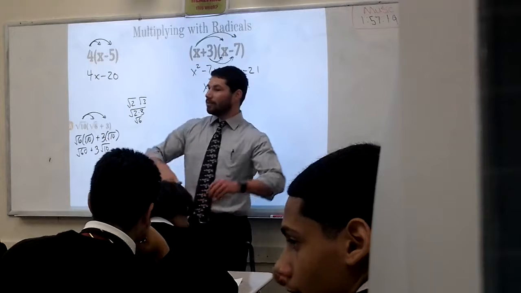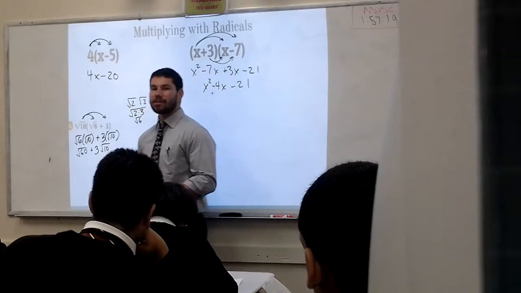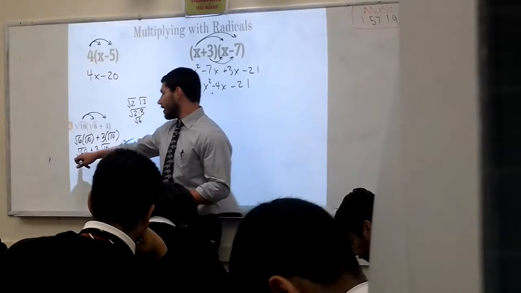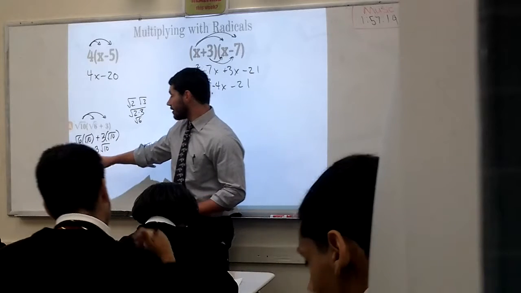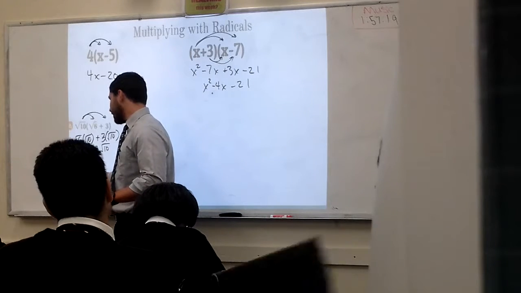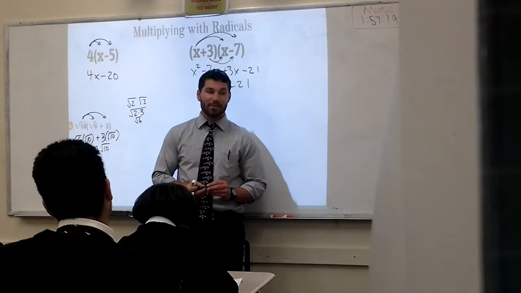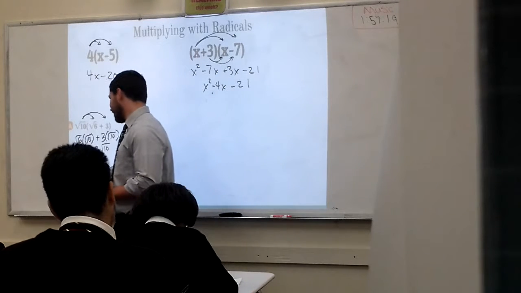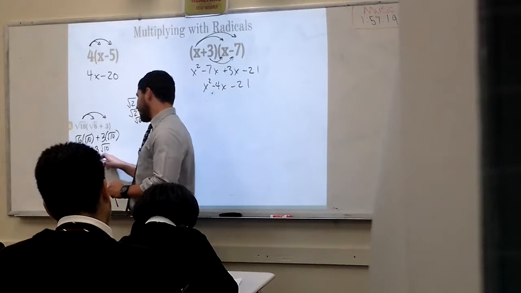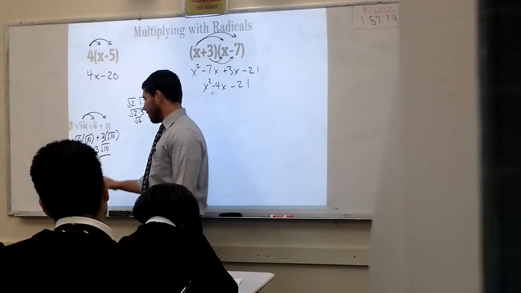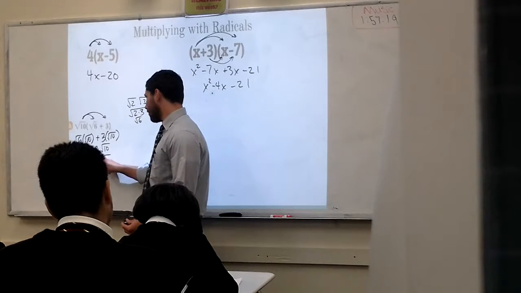Alright, so now we're still not done. We gotta always simplify where you can, guys. So which one can I simplify? The 60. What is a perfect square factor of 60? 4 and 15. 4 times 15. Can I do anything with this square root of 10? Are 5 and 2 perfect squares? No, so we leave it as square root of 10.